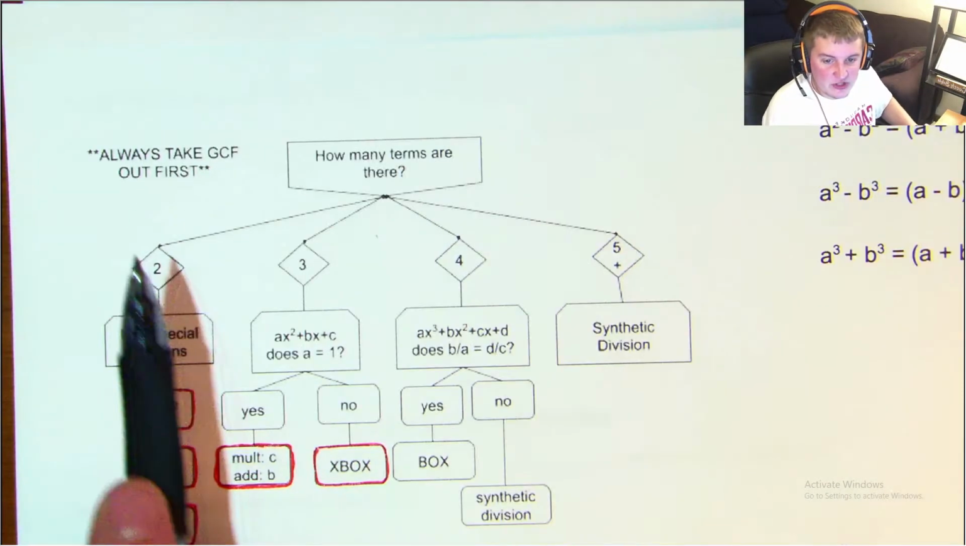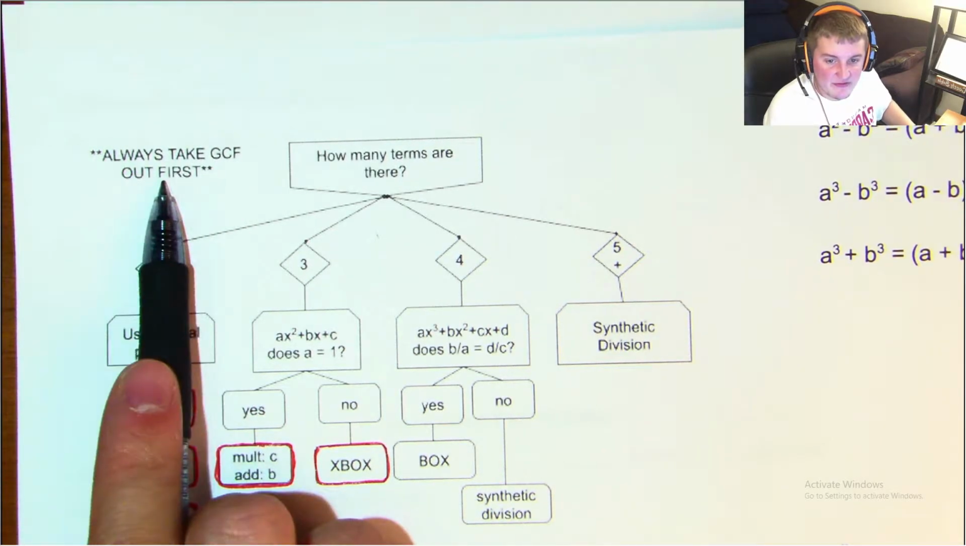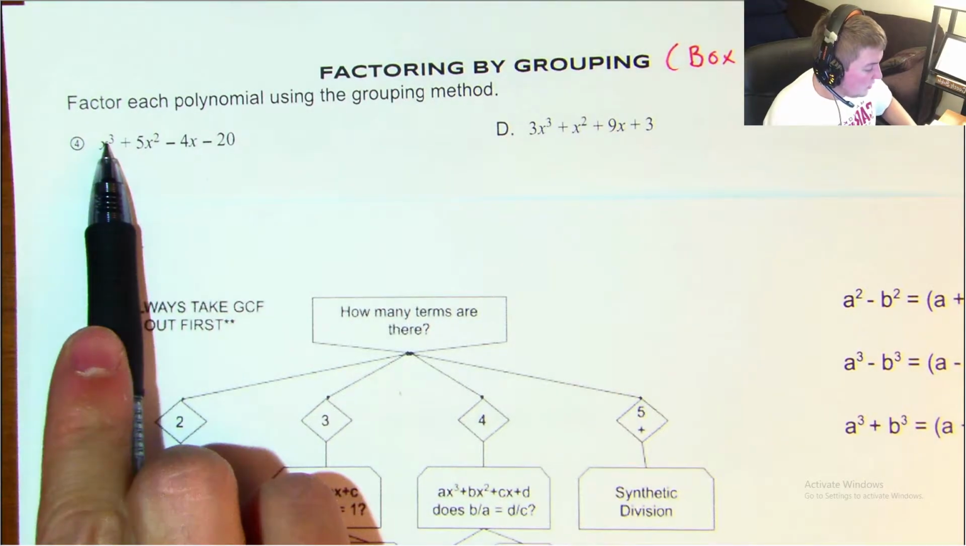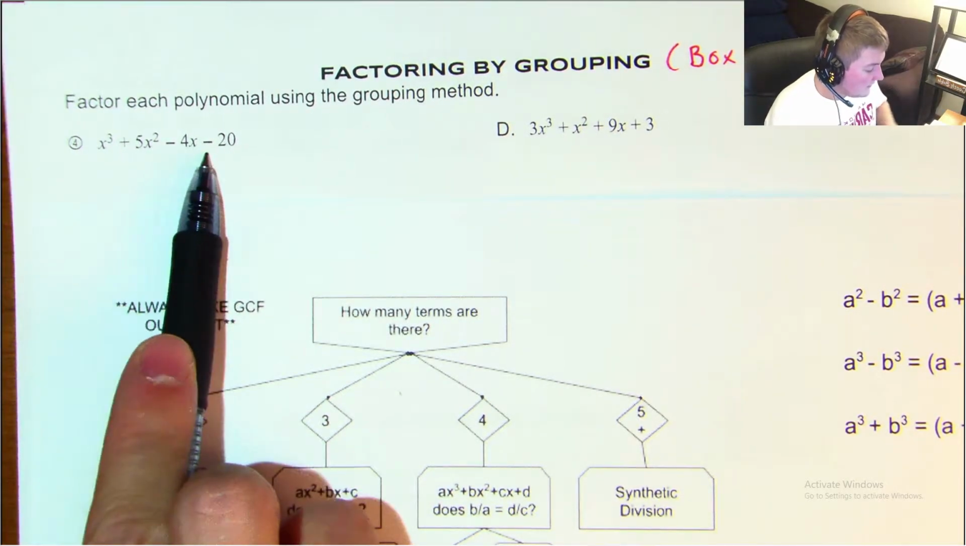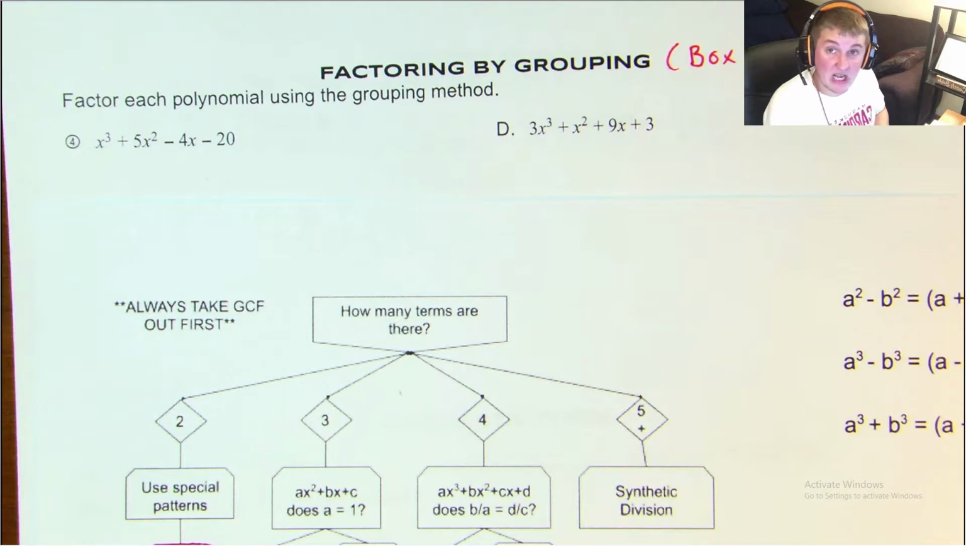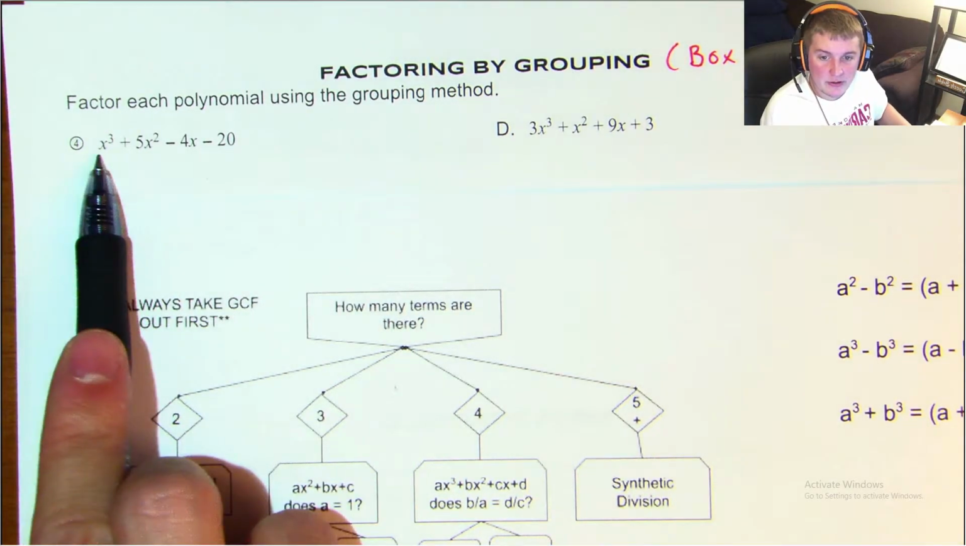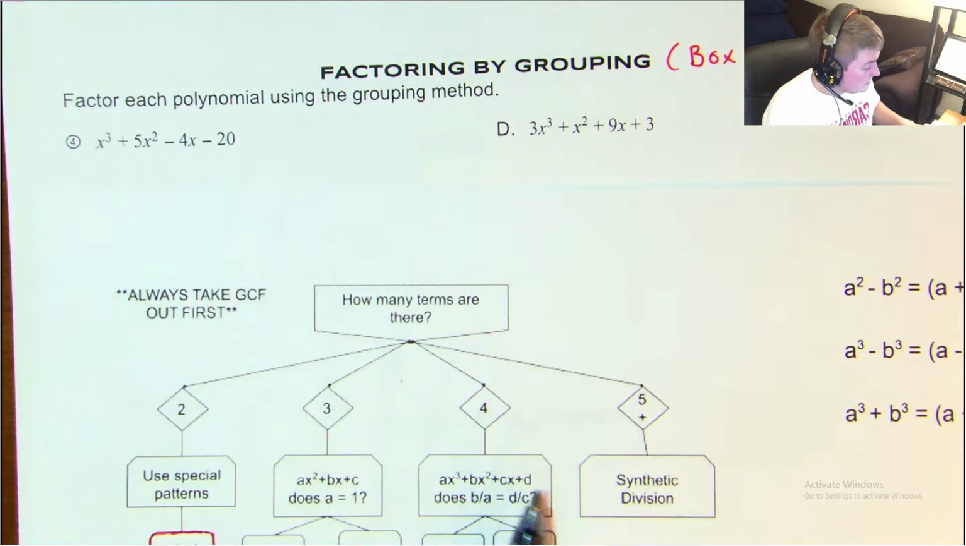Okay, so the first thing we want to do is go ahead and take the greatest common factor out first. Greatest common factor between 1, 5, negative 4, and negative 20. There is no greatest common factor. The only number that divides out of all that is 1. Also, they don't all have a variable in it, so there's no greatest common factor there. Okay, so then I'm going to ask the question, how many terms are there? 1, 2, 3, 4. So there's 4 terms.